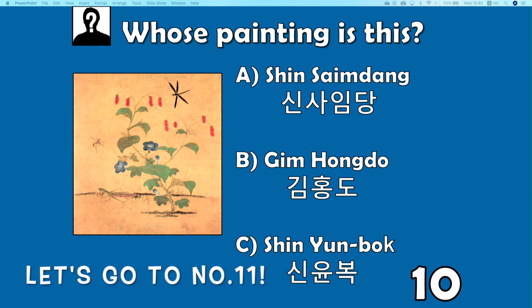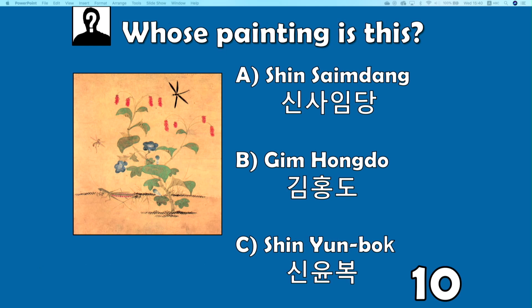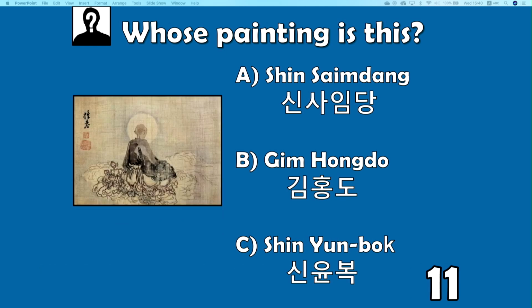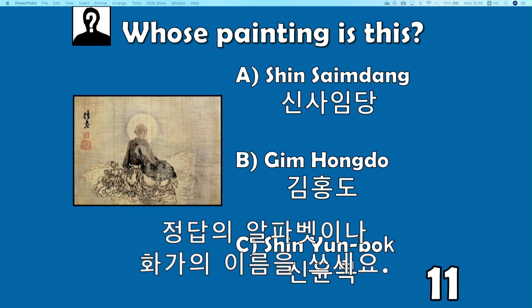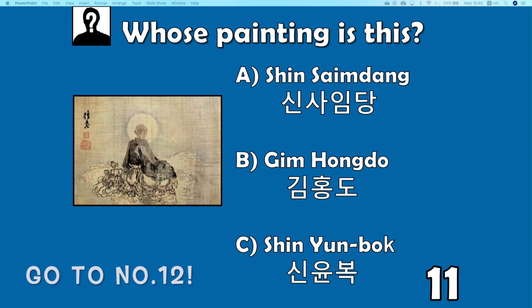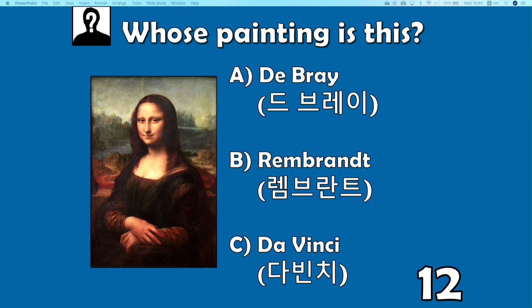Let's go to number 11. Whose painting is this? A. 신사임당, B. 김홍도, C. 신윤복. Let's go to number 12. Whose painting is this? A. Delacroix, B. Rembrandt, C. Da Vinci.